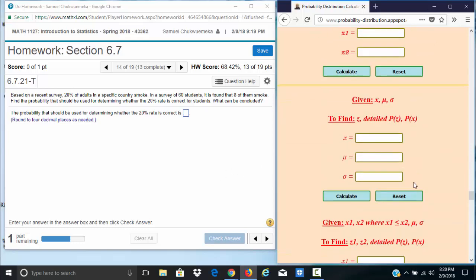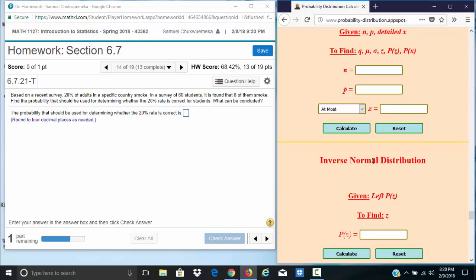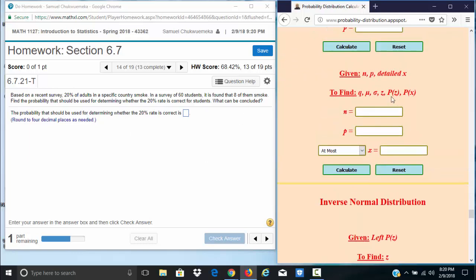So let's go ahead and find this. Now, with this question here, the sample size is 60. Probability is 20%, which is 0.2. And we know x is 8, but what probability would you put in this case? Look at the question here. 20% smoke. In a survey of 60 students, it is found that 8 of them smoke. So we are going to look at the probability that at most 8, not at least 8. Now they're asking what probability should be used for determining whether the 20% rate is correct. We're going to use at most.